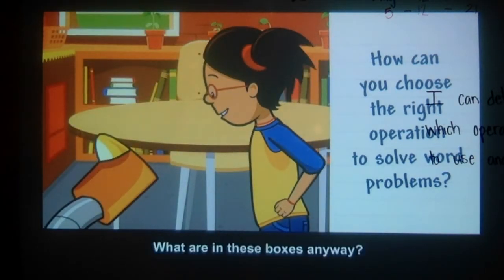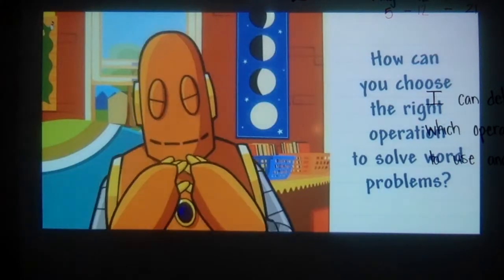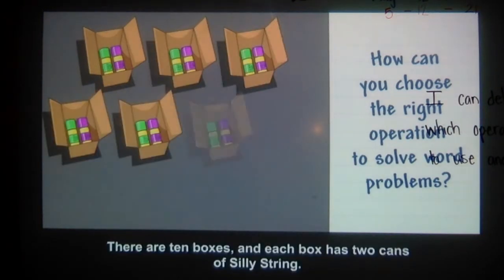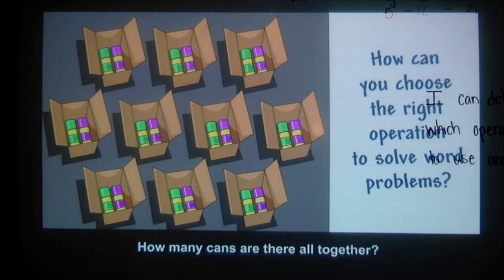What are in these boxes anyway? Silly string? There are 10 boxes, and each box has 2 cans of silly string. How many cans are there altogether?